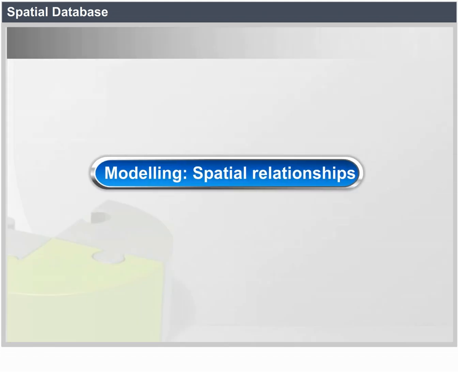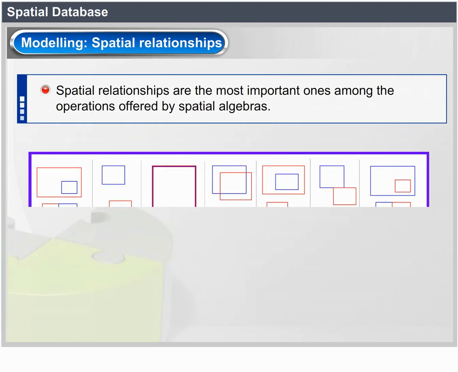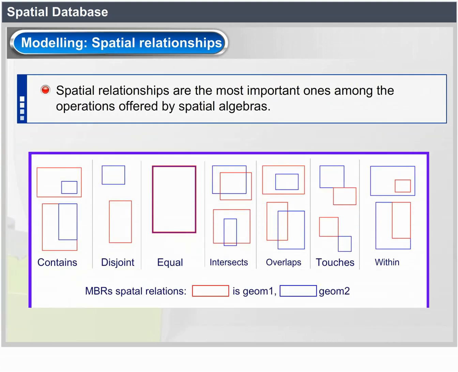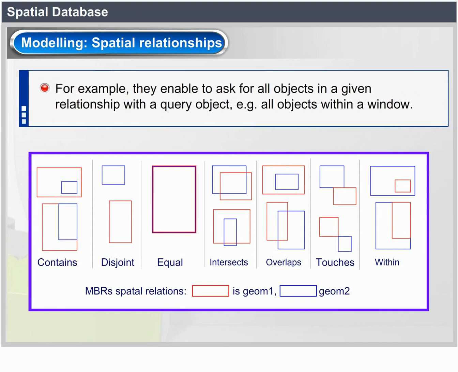Modeling, spatial relationships. Among the operations offered by spatial algebras, spatial relationships are the most important ones. For example, they make it possible to ask for all objects in a given relationship with a query object. Example, all objects within a window. One can distinguish several classes.